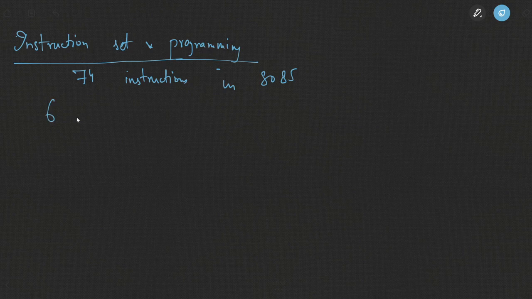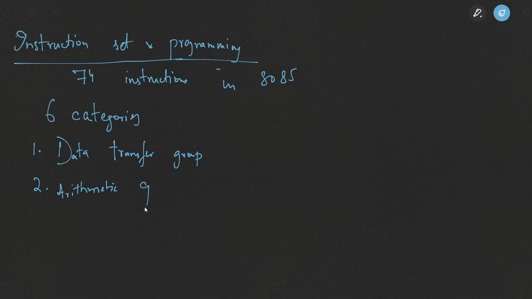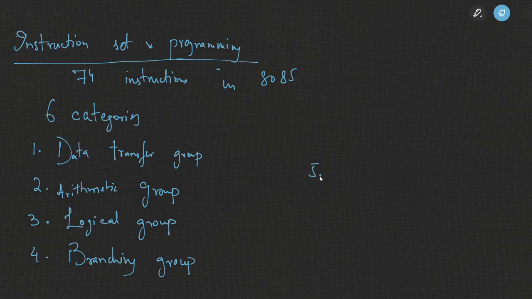These instructions can be divided into 6 categories. These categories are data transfer group, secondly the arithmetic group, the logical group, the branching group, the stack group, and the machine control group.